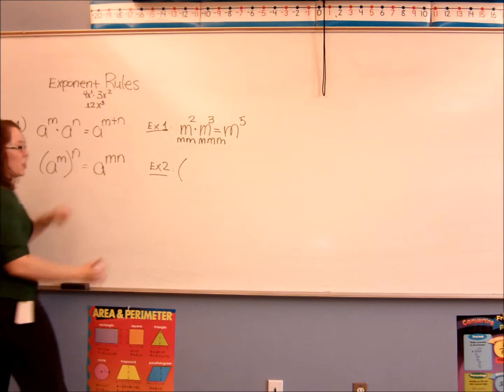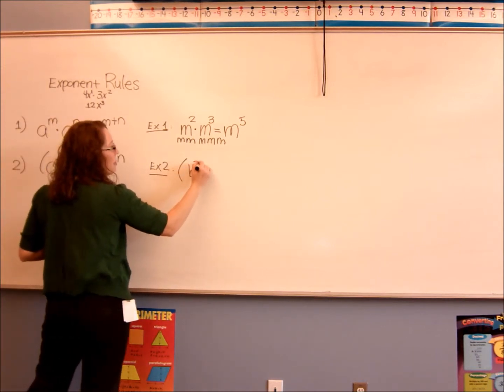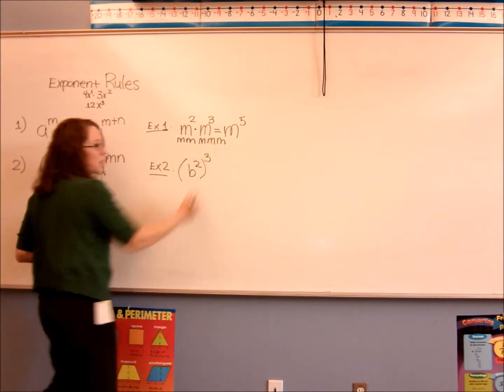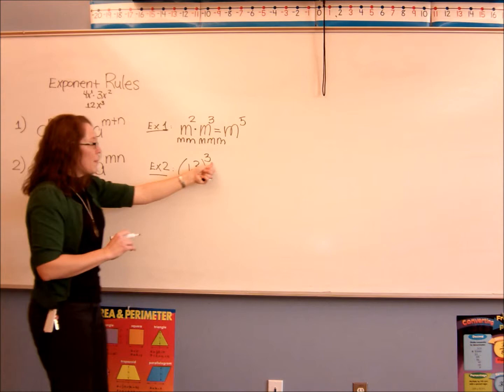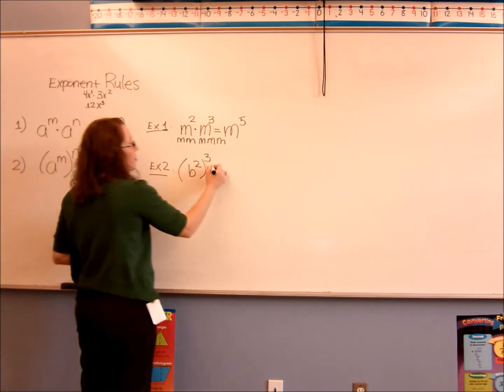This time I'm going to use b squared raised to the 3rd. And our operation says we can just multiply those together. 2 times 3 is? 6. Good.